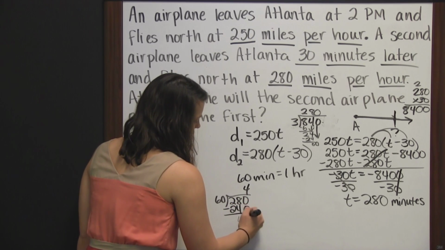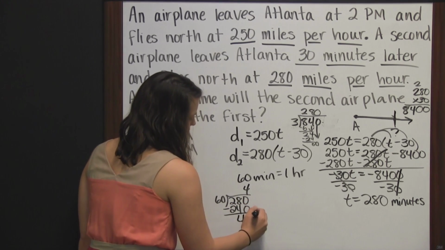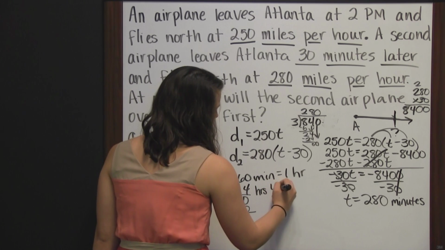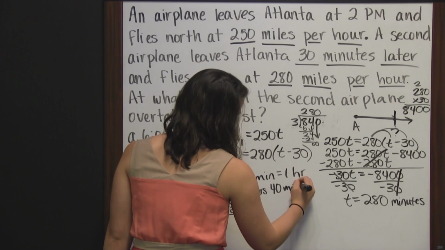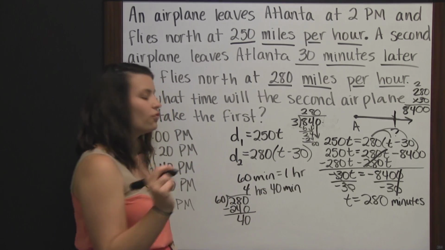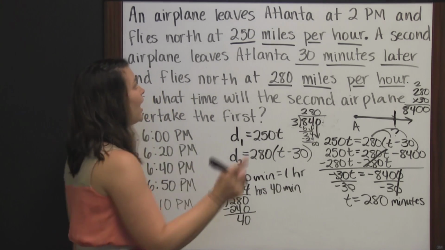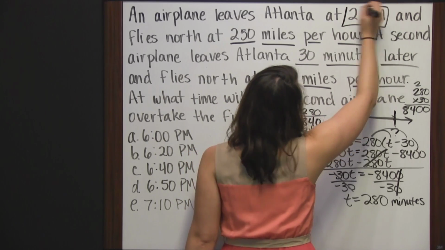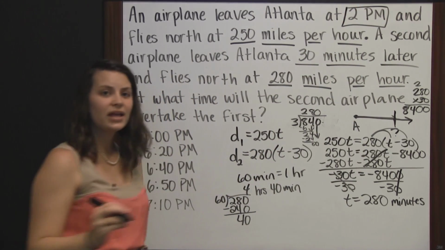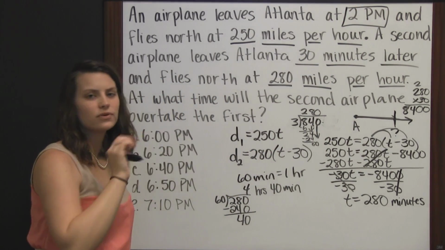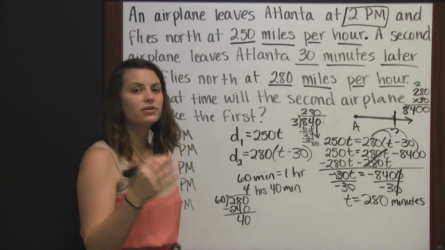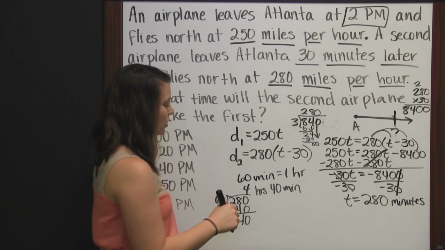You subtract and you get a remainder of 40 minutes. So that's 4 hours, 40 minutes. So 4 hours, 40 minutes after the first plane left at 2 p.m. is when the second plane overtook it or caught up with it or had traveled the same distance.